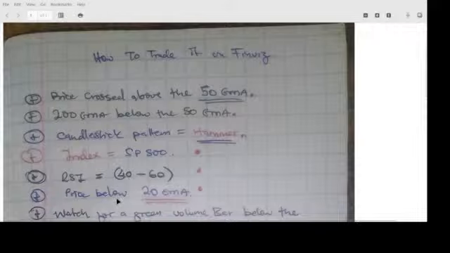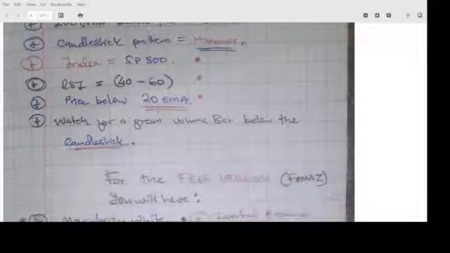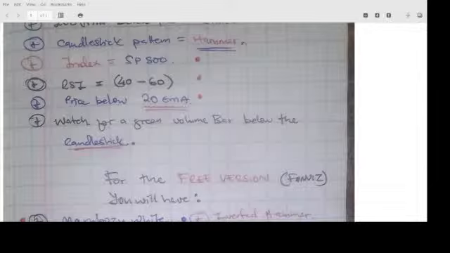Make sure the price is below the 20 EMA. Now watch for a green volume below the candlestick. So if you remember in the last session, you have to make sure that there is an increase in volume. So that increase in volume is what's going to help you with trading, right? Because you want to trade an increase in volume.